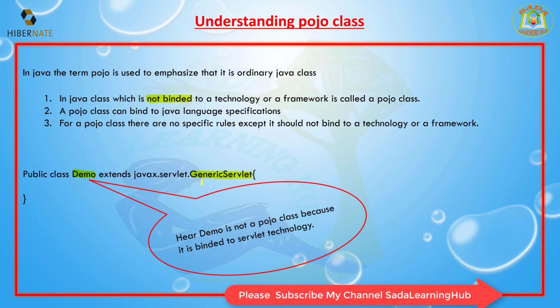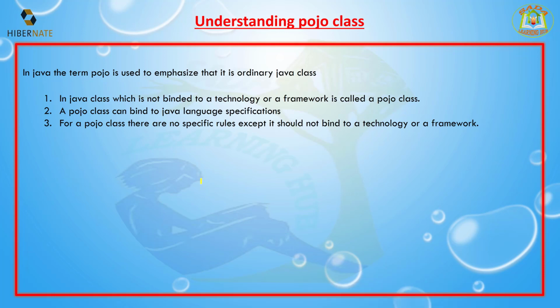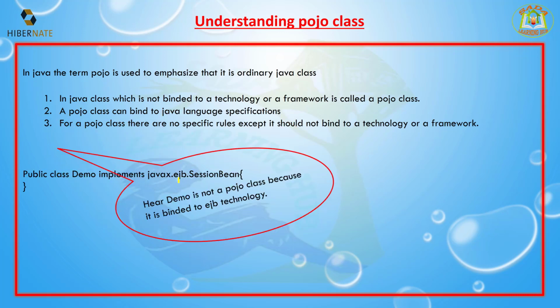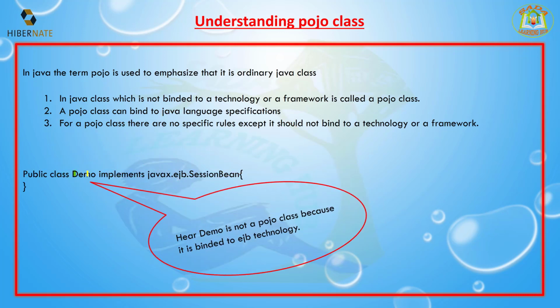Moving to another example, I'm creating a class called Demo class. This Demo class I'm implementing from SessionBean. Now, my Demo class is implementing the SessionBean. That's why this Demo class is not a POJO class. Why? Because the SessionBean is related to EJB technology. That's why my Demo class is not a POJO class.